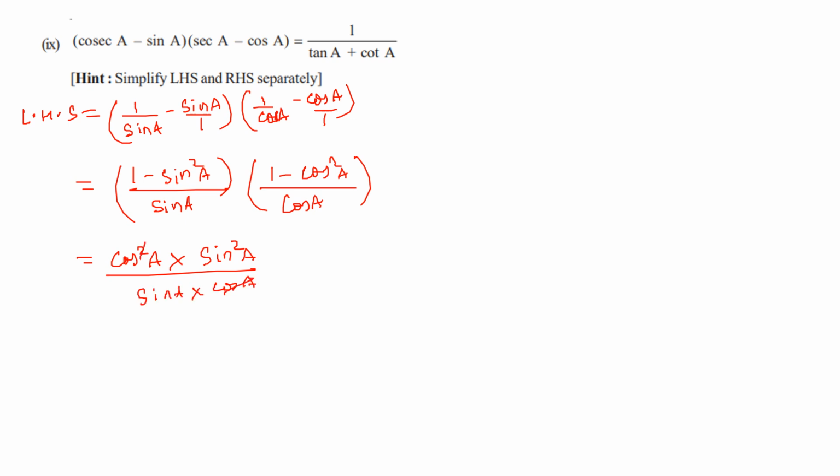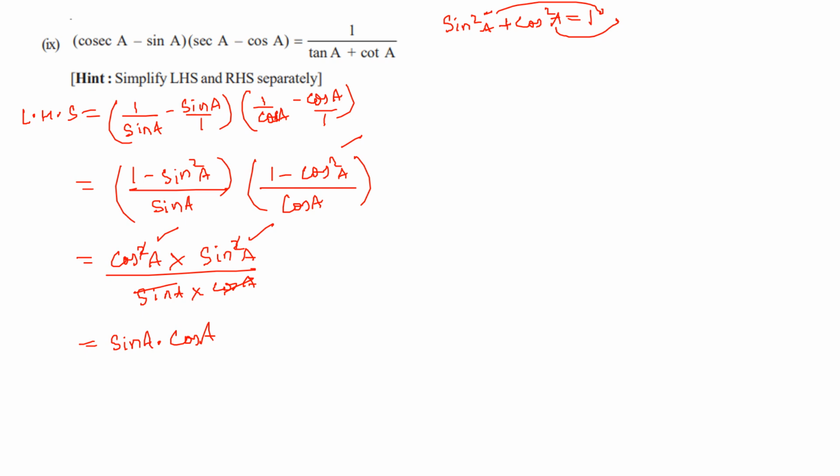So one cos A cancels, one sine A cancels. So you are left with sine A into cos A. Okay. And I have used again the identity sine square A plus cos square A is equal to 1. From here only, if you transpose sine square A here, it will become 1 minus sine square A. So that value is cos square A, which I have written here. And if you transpose cos square A to this side, it will become sine square A equal to 1 minus cos square A. So in place of 1 minus cos square A, I have used sine square A.